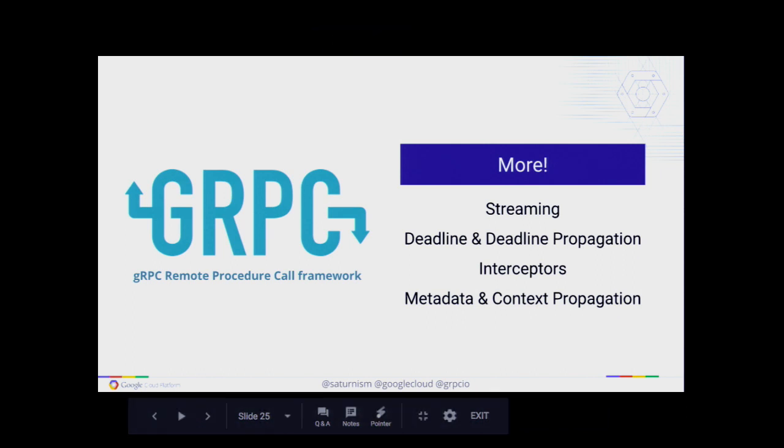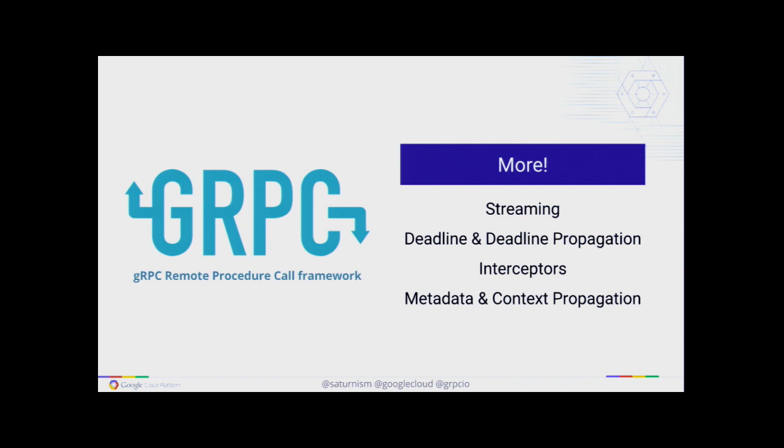One is that with streaming, if you ever need to deal with microservices tracing, what you usually need to do is pass a header token, like a trace token in the header. You've got to propagate it all the way down. In gRPC, we have metadata and context propagation, so we can propagate this metadata around.